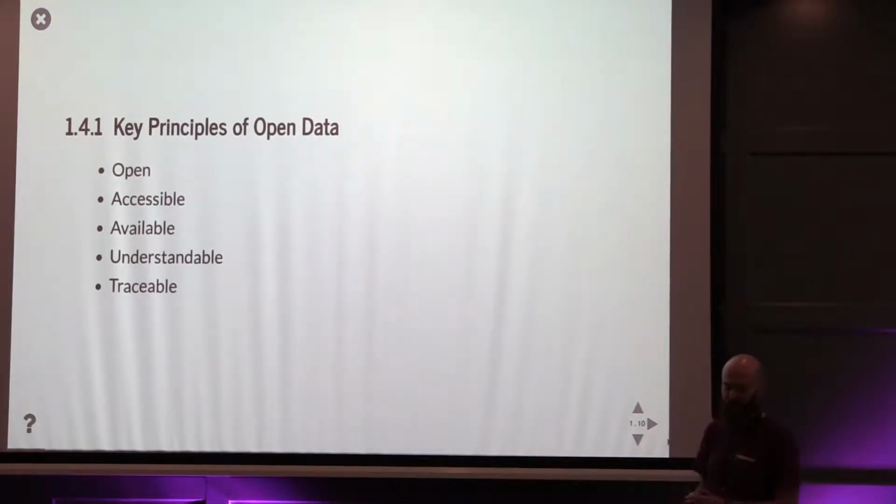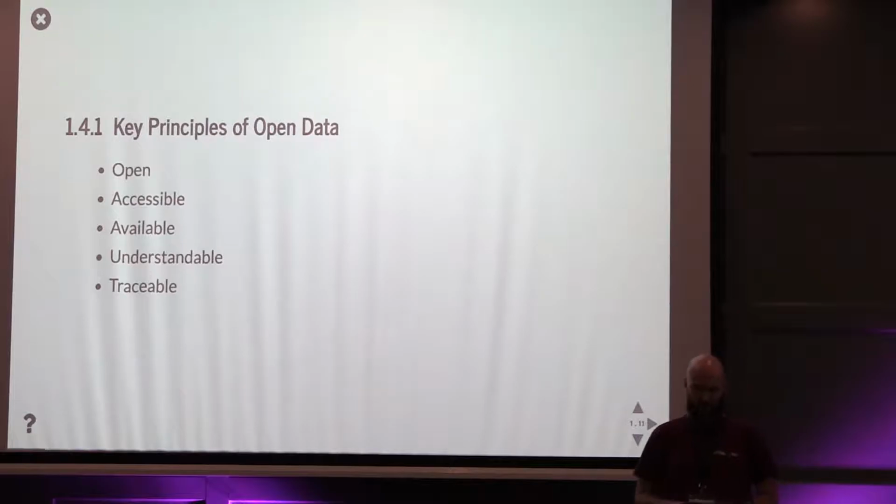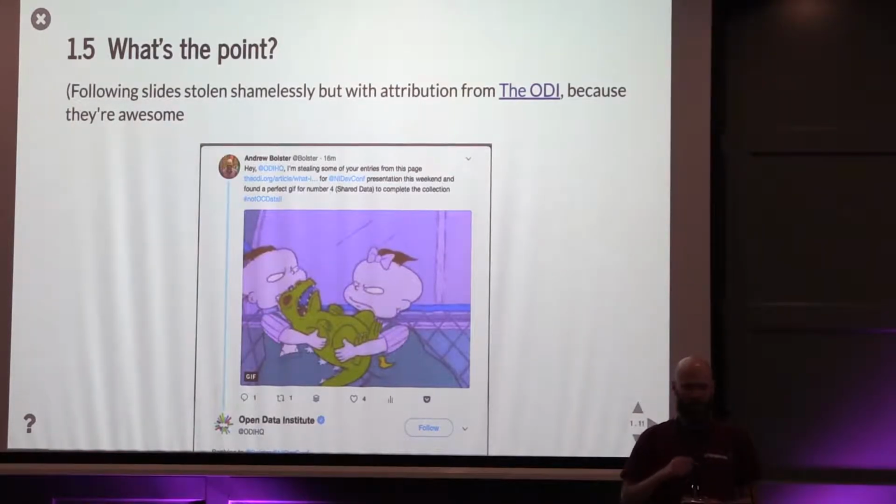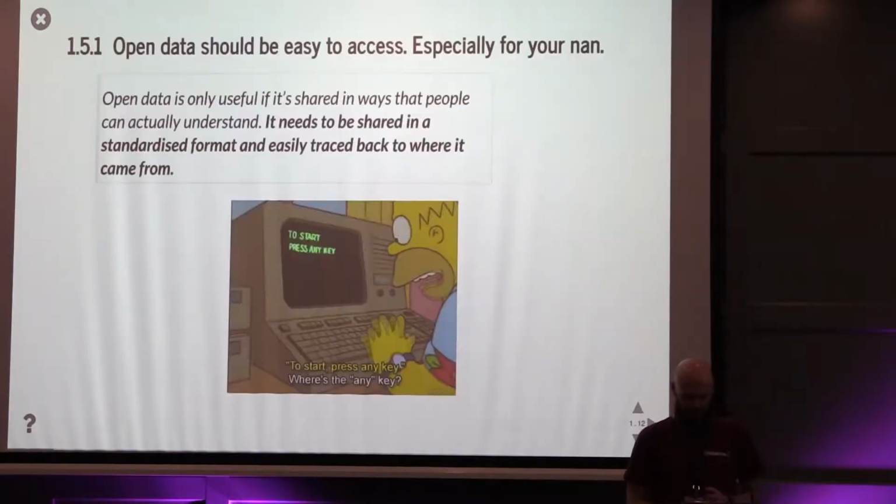So key principles of open data: open, accessible, available, understandable, and traceable. This then maps, some of us, oh no, sorry, skip the slide. The following slides are stolen shamelessly, but with permission. If I could scroll down, I'm not going to risk it in this notebook, but they did respond and say, yeah, you're grand. I traded a GIF for a license. I think that's the first time I've had that happen to me.